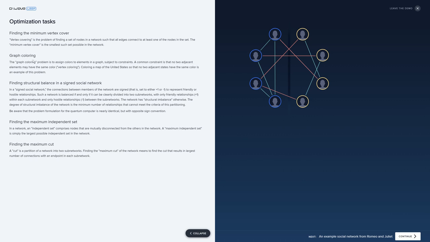Graph coloring. The graph coloring problem is to assign colors to elements in the graph, subject to constraints, of course. A common constraint is that no two adjacent elements may have the same color.